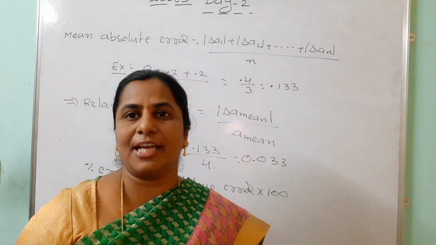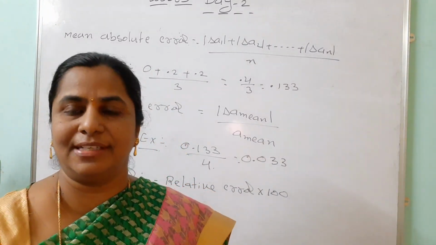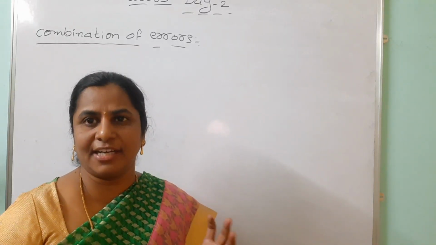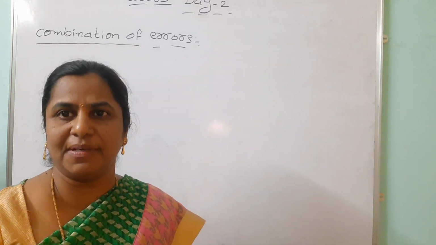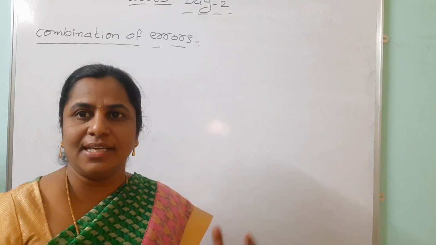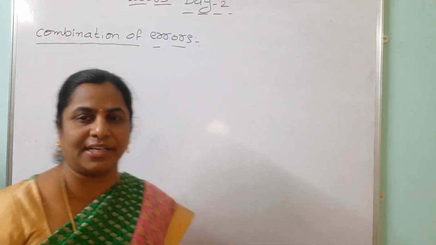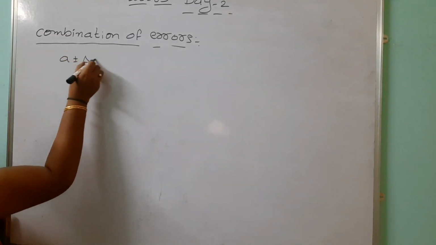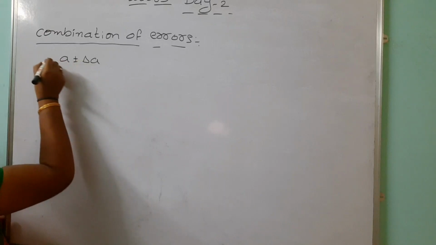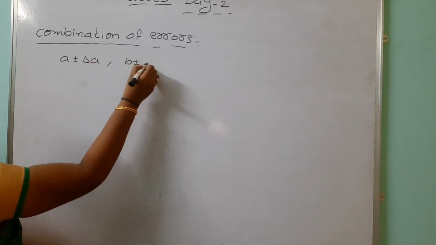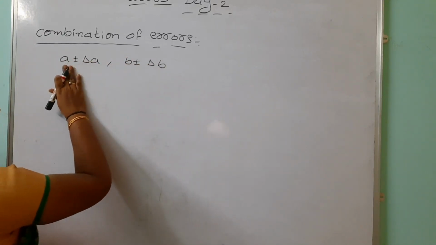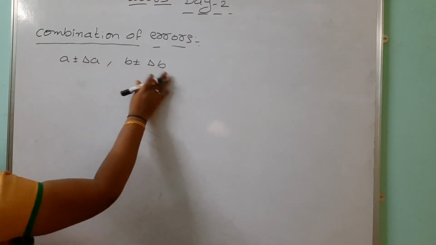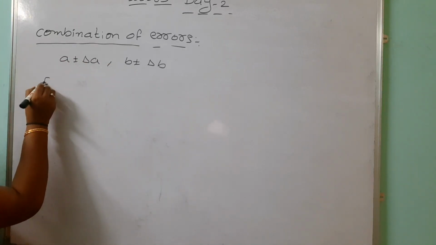So these are the different types of errors while doing measurements. Next topic is the combination of errors. We can observe the errors in addition, multiplication, subtraction and division. In the case of addition and subtraction, look here. A plus or minus delta A is there, and B plus or minus delta B is there. This is the physical quantity and this is the error in B. We want to add these two. So how will you find out the error?